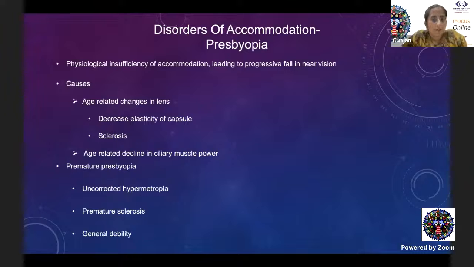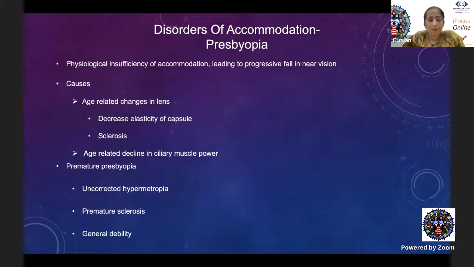Now, disorders of accommodation, the most common of which is presbyopia. It's the physiological insufficiency of accommodation leading to progressive fall in the near vision. And there have been theories, and the common causes attributed to presbyopia are the age-related changes in the lens, which could be because of the decreased elasticity of the lens capsule, the sclerosis of the lens, and age-related decline in the ciliary muscle power.